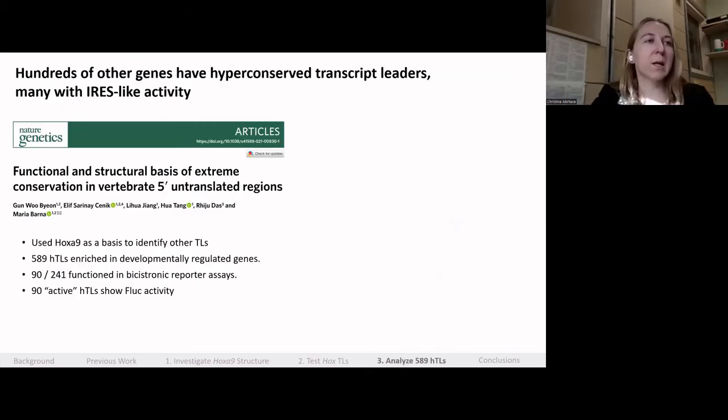Lastly, we moved on to analyzing data from a recent high throughput study, which tested for a potential IRES function in hyperconserved transcript leaders. As a reminder, they found 589 hyperconserved transcript leaders and then tested over 200 of these for significant IRES activity, and found that 90 of them had a significant FLuc expression.